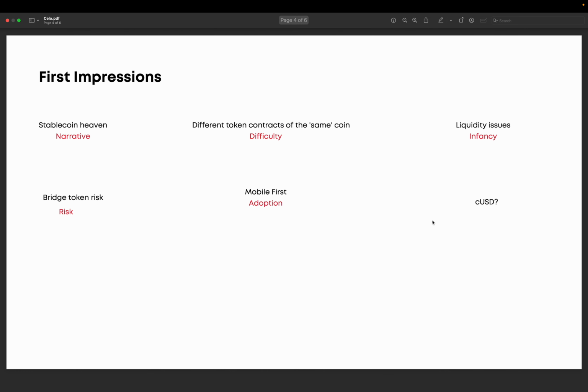Okay, first impressions. I have done a bit of research, and I can definitely do more. This is all new to me, but these are just first impressions from using it for a day or two. It seems to be stablecoin heaven, which was part of what I knew going into it, and is a strong part of the narrative. I think stablecoins are going to be ever increasing in popularity and use.